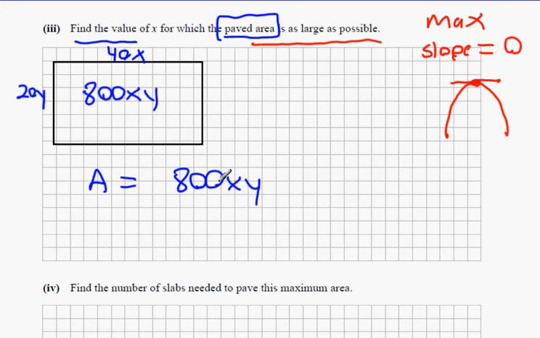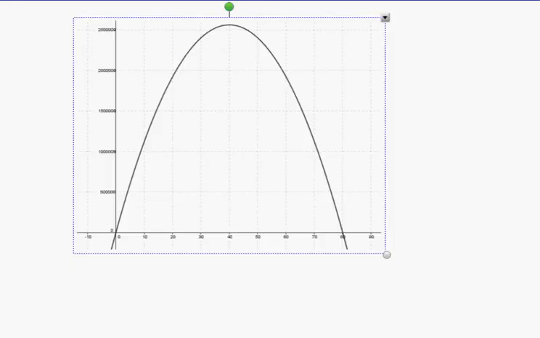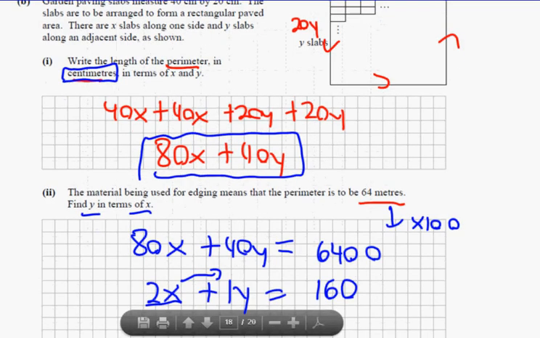Now, we'd like to differentiate that, but can anybody tell me the problem with differentiating this? You've never differentiated anything with an x and a y together. You only ever differentiate something like 800x squared minus 40x. Something like that. Can anybody suggest a way of getting around that? We might have already done the work for this in a previous question. Answer for part 2.